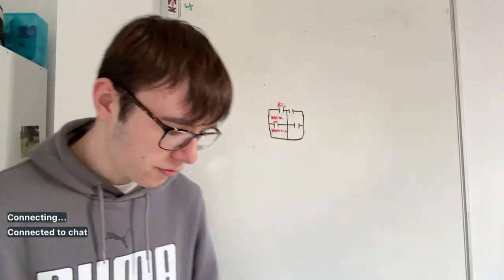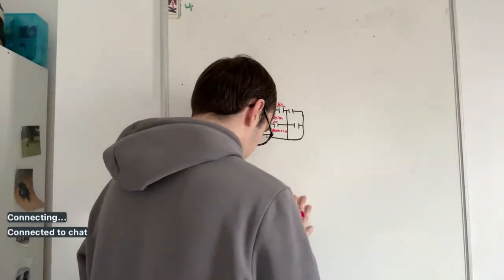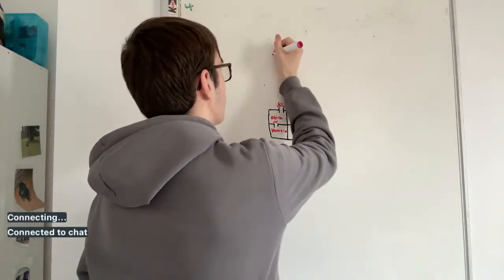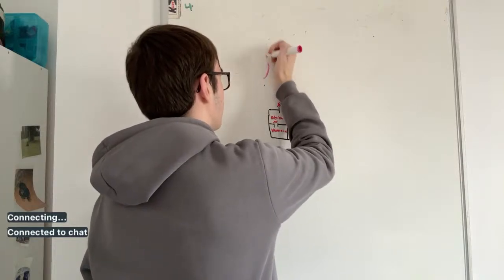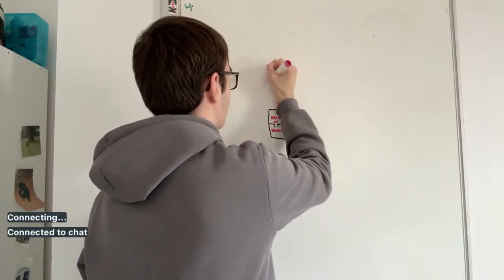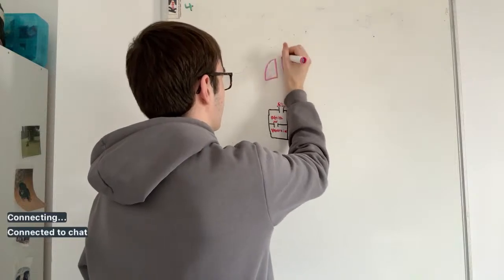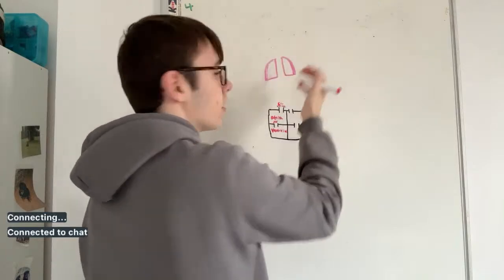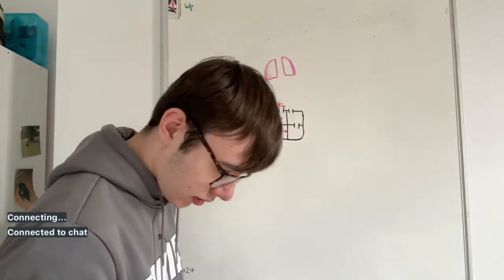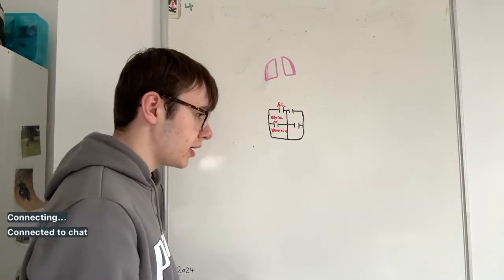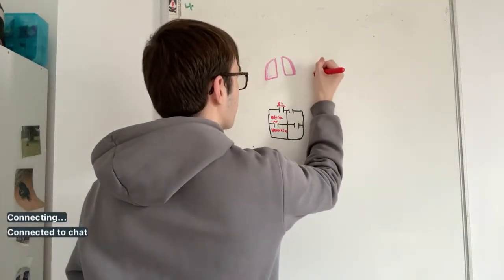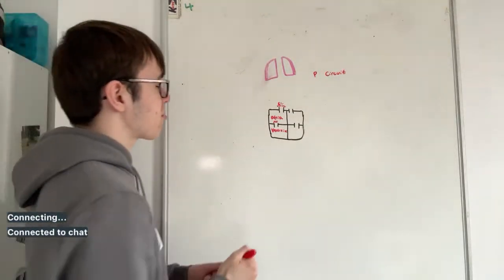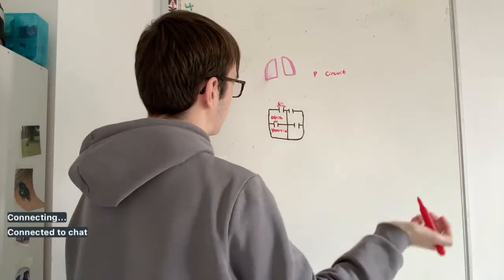There are 4 main blood vessels. Okay, let me see if I can remember this first time. Firstly, let's draw the lungs here. Oh god, how do I draw the lungs? I forgot. I just draw them as small, like, there. Okay, these are your lungs. And you have your pulmonary circuit. So the way the pulmonary circuit works is it's your pulmonary vein and your pulmonary artery.